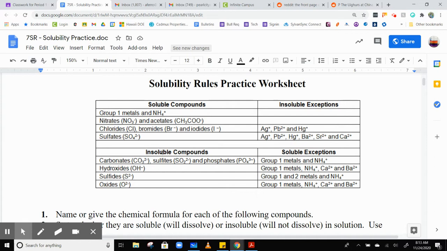Hydroxides are generally insoluble. The exceptions are group 1 metals again, NH4 plus again, and then Ca2 plus and Ba2 plus. There's a lot of exceptions there.